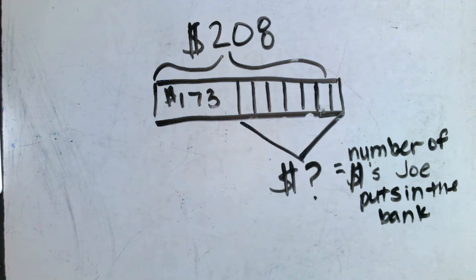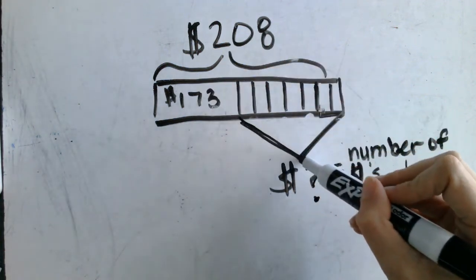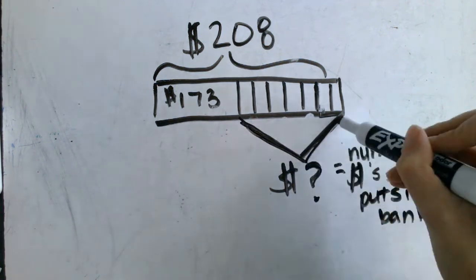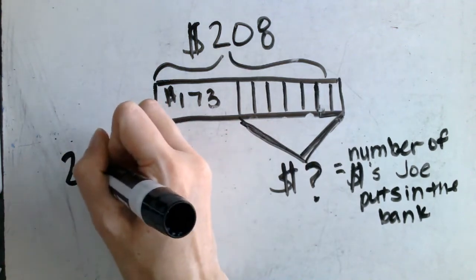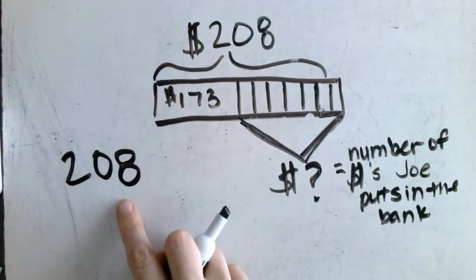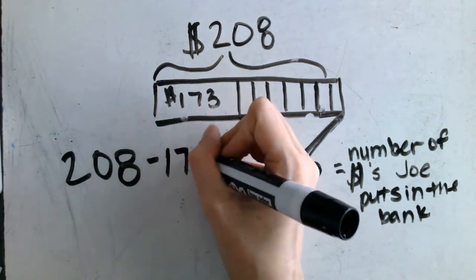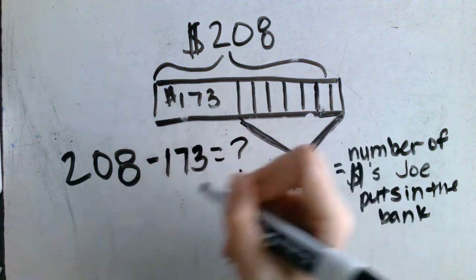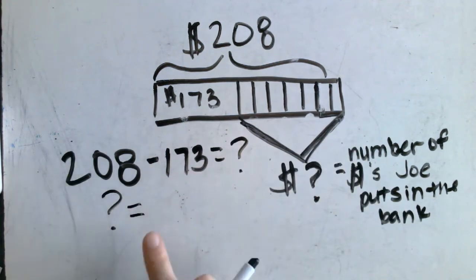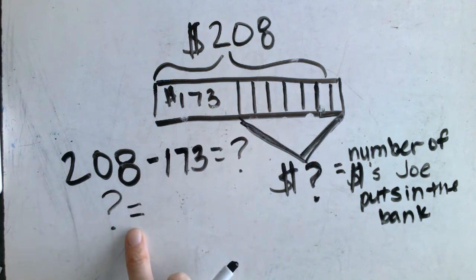Let's first start looking with the numbers that we have. To figure out what our question mark is, or how much this portion of our block is, let's start with the total amount, 208, and subtract what we already know Joe had in the bank account. He already had 173. I'll let you guys do the math. Pause the video, subtract these two numbers, and come back and tell me what the question mark equals.